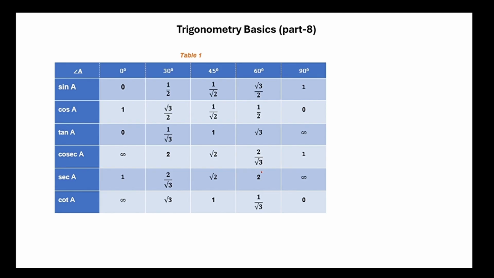Welcome to part 8 of the Trigonometry Basics lecture. So already we identified the trigonometric ratio values at fixed values from 0 to 90.